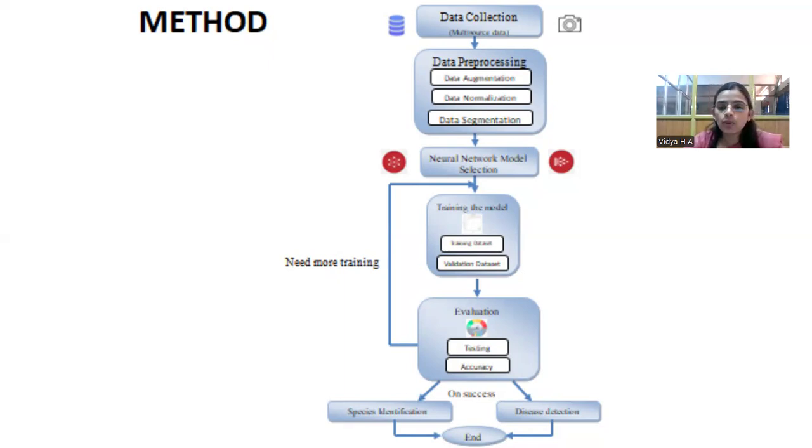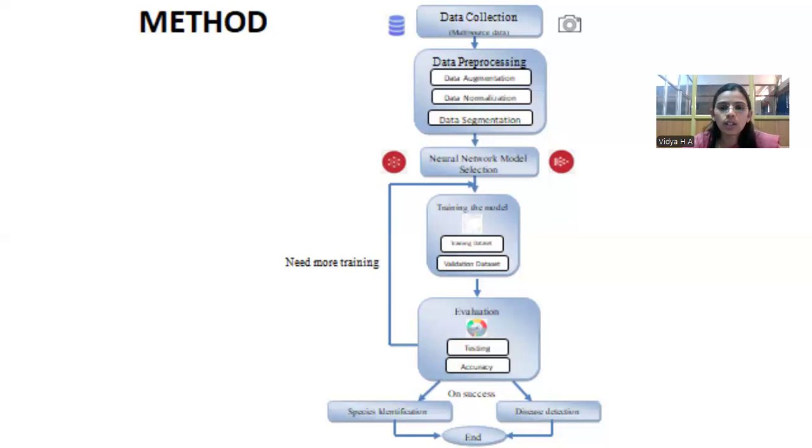Data augmentation is the process of enhancing the data set by creating variations in the available images to improve the model robustness. Data normalization is adjusting data to a common scale to ensure consistent input for the model. Data segmentation means it divides the data into meaningful parts for analysis of data. The third step includes a neural network model selection. Here we have to choose appropriate neural network architecture for achieving the task of species identification and disease detection.